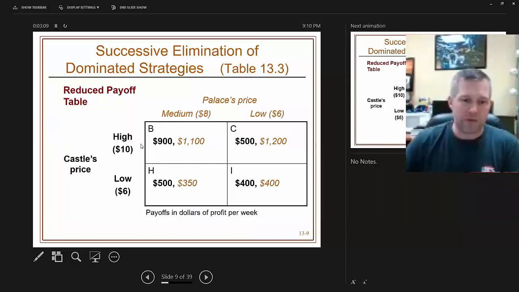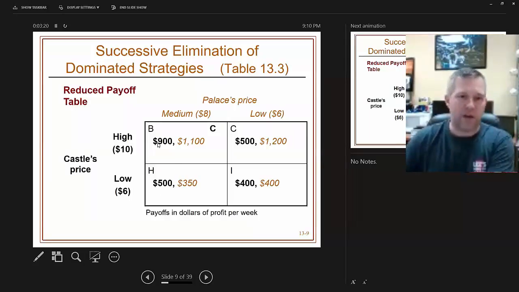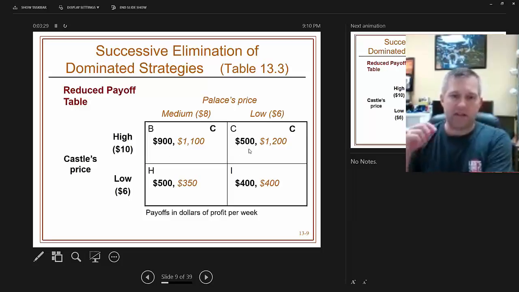And again, you go through and do the same thing. If castle thinks that palace is going to charge medium, then castle is choosing between a $900 payoff versus a $500 payoff, and it would want to choose the $900 payoff. If castle thinks palace is choosing low, then 500 versus 400, well, castle wants that again. So castle's second round choice, you could describe it a couple ways. You could say that castle would choose the high price strategy, or you could say castle would eliminate the low price strategy in its second round choice.